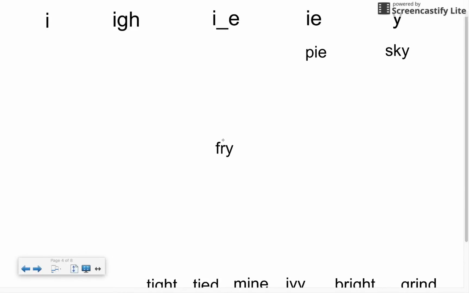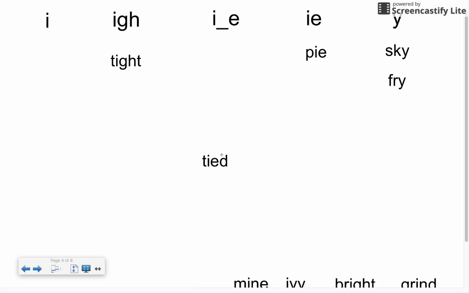Our next word is fry. Fry, the I sound is at the end. Okay, maybe touch your screen. Yeah, because the fry goes in the Y spot, because the Y is at the end, saying I. Our next word is tight. Tight. A lot of times when you hear the ite sound, like ite, that's an IGH spelling pattern, and that would go in this column.